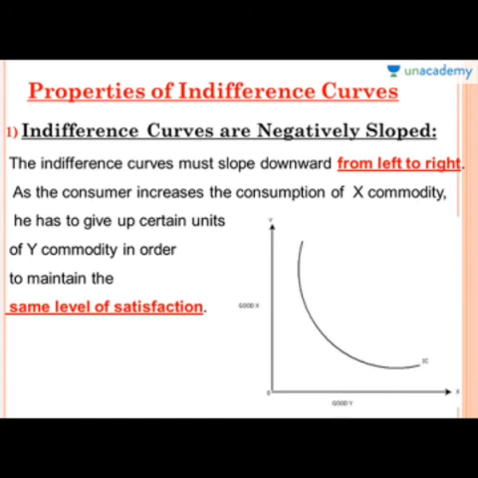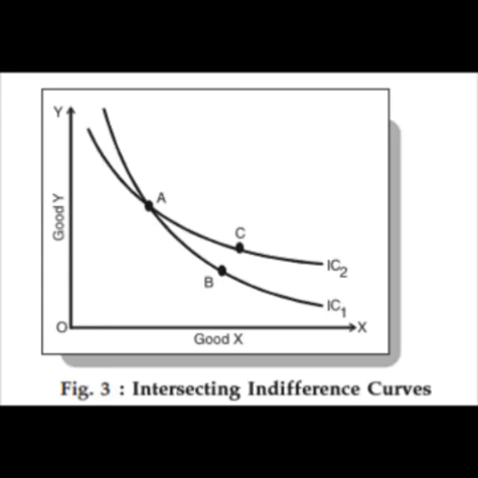Thirdly, any two indifference curves cannot intersect. Why? Because we know that every point on an indifference curve represents a particular level of satisfaction. If two curves intersect, it means that the common point of intersection, showing a given satisfaction, will lie on two indifference curves. That is not possible.